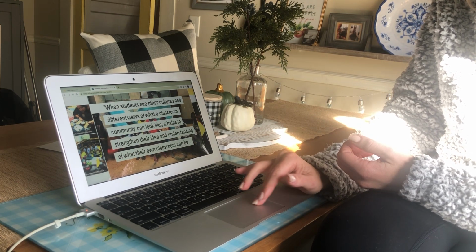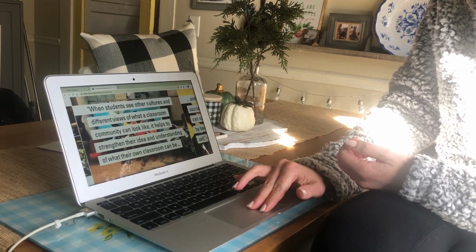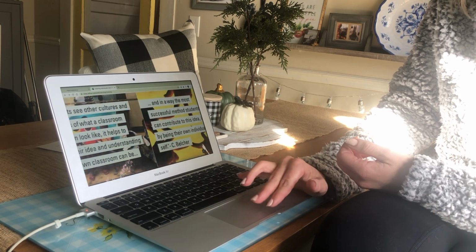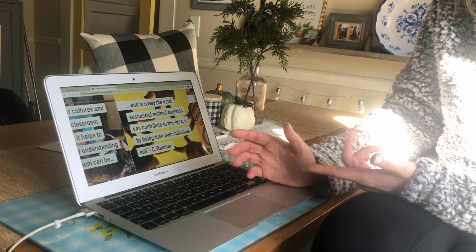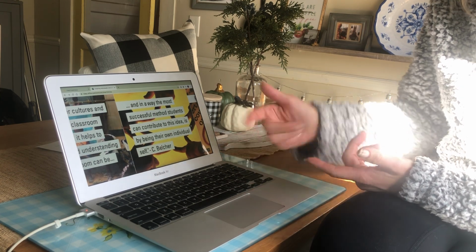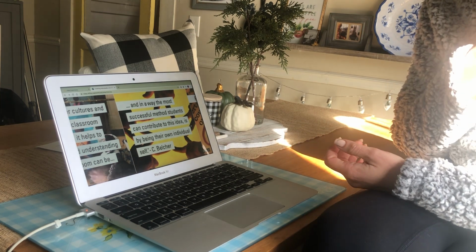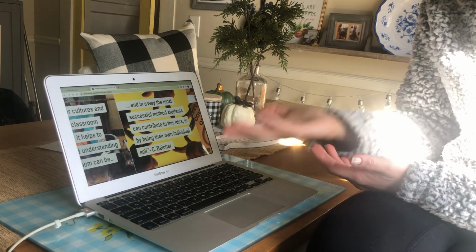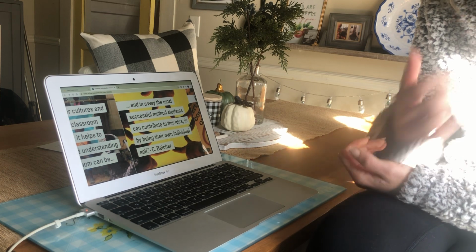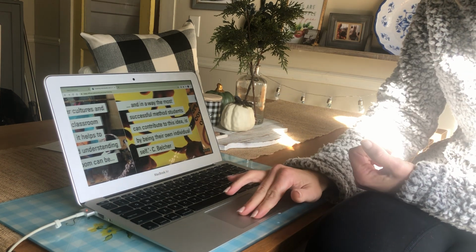So again, here's another beautiful picture of Uganda. And in a way, the most successful method that students can contribute to this idea is by being their own individual self. And that's something that I said. I just made it up. It was just kind of heavy on my heart as I was writing this, and I did want to include something.